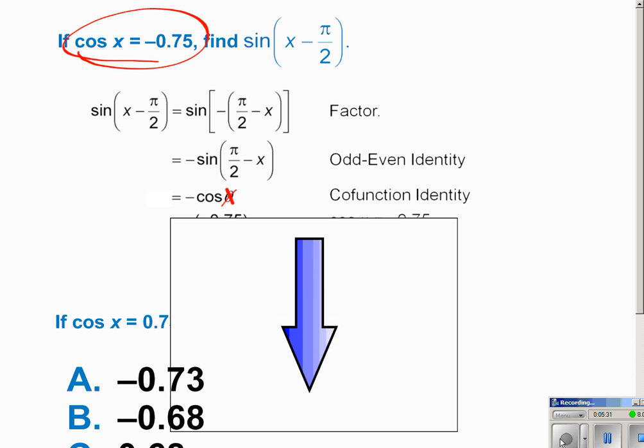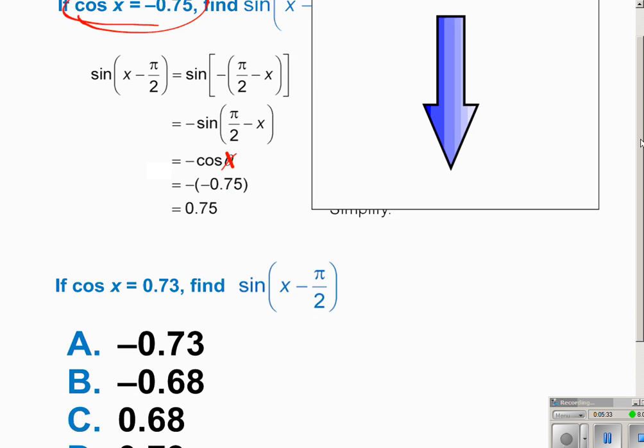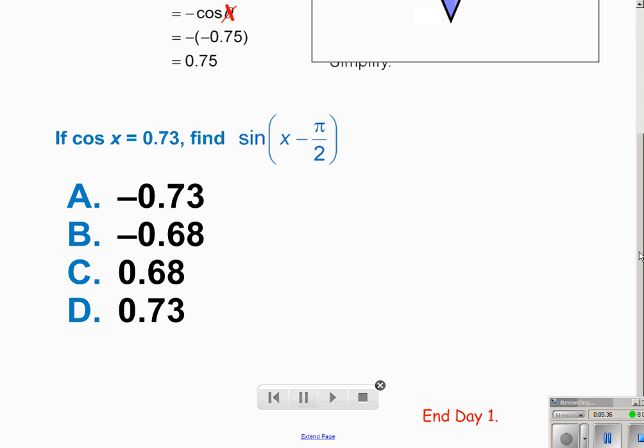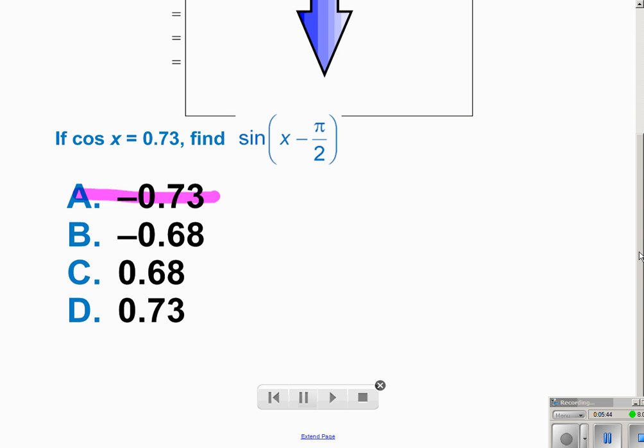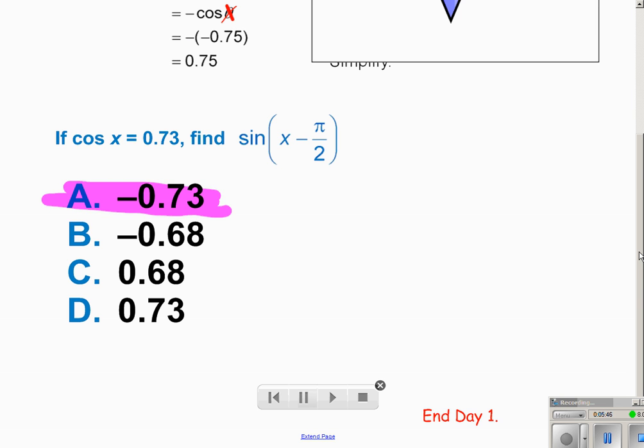Now I'll try to apply those ideas to this problem. Pause the video while you work it out, and then check for the answer. And there it is. We have that a is negative 0.73.